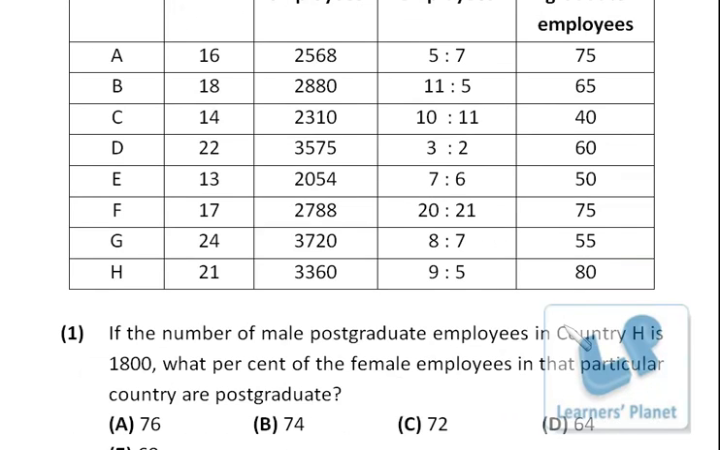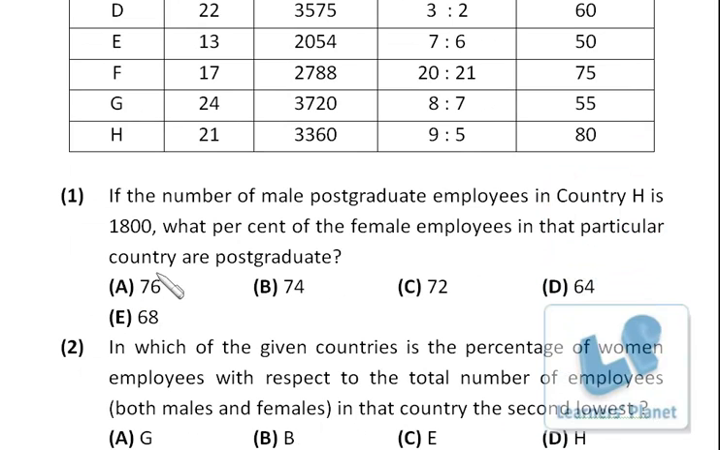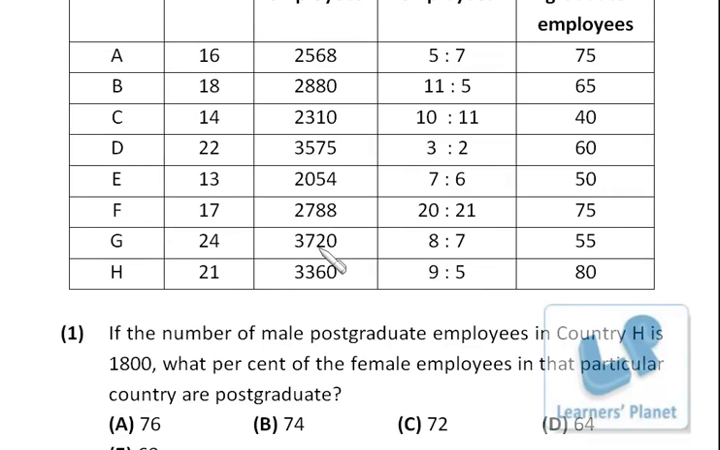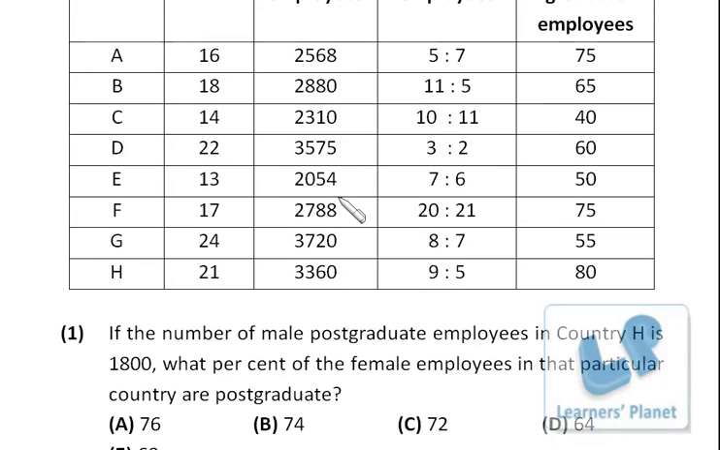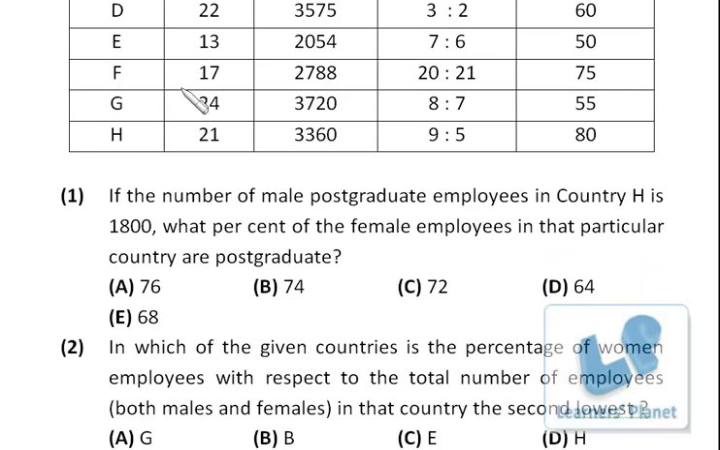So let's take the first question. If the number of male postgraduate employees in country H is 1800, what percent of female employees in that particular country are postgraduates? Now see, first of all we find out the total number of postgraduates in this country. So 3360 is the total employees, and out of that 80% are postgraduates. So precisely we have to see 336 into 8.